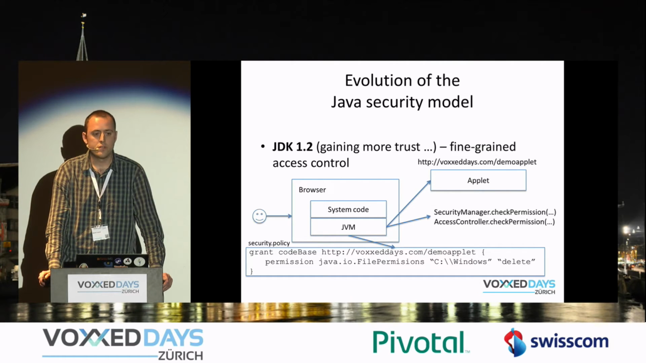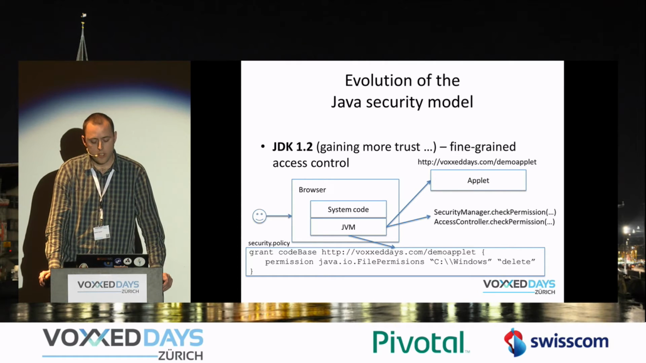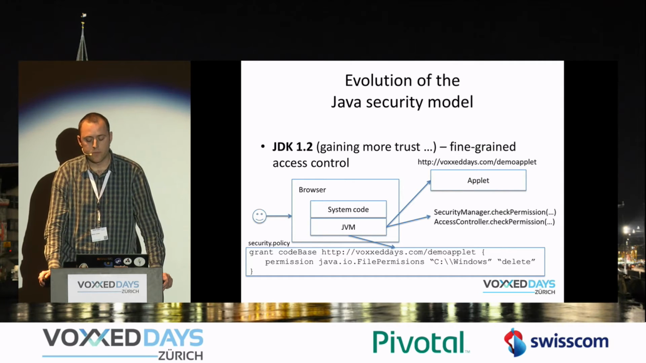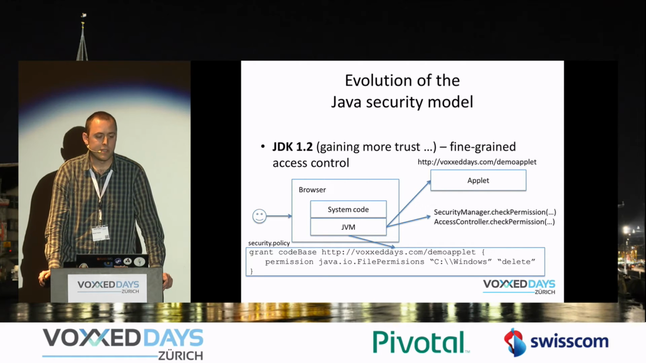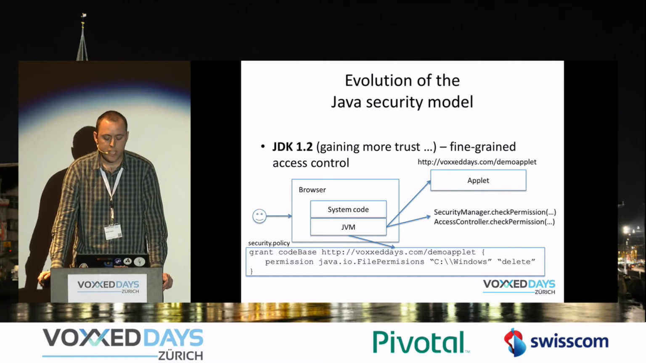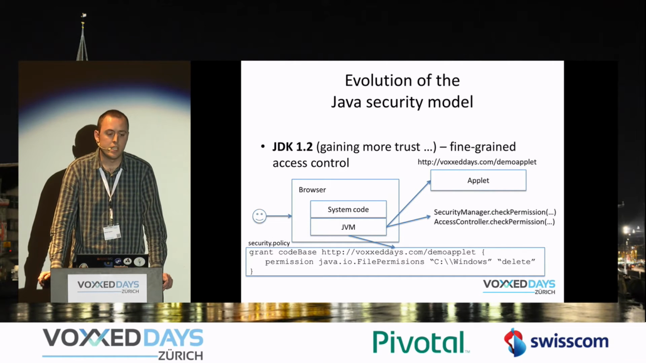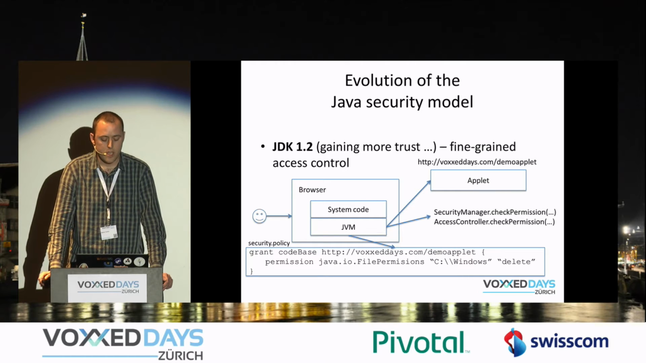So version 1.2 of the JDK introduced a radical change, which is used up until the latest version of the JDK platform. And that's fine-grained access control. So now you have different places out of which you can load your source applets. For example, you can load an applet from voxxed.com/demoapplet. And this is one location of your applet. So once you have that location that's being set once the applet is loaded in the JVM, you can specify permissions for those applets loaded from voxxed.com/demoapplet.